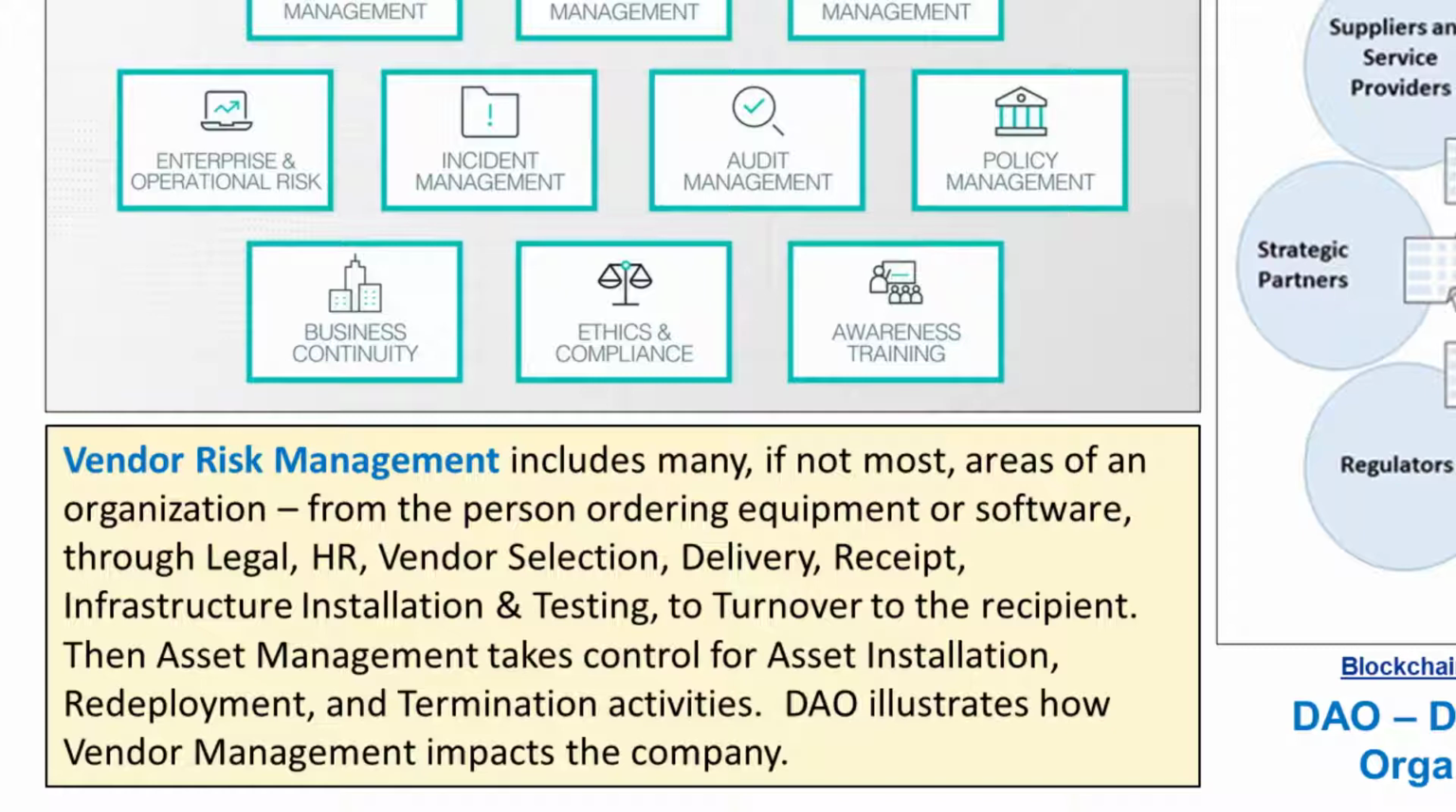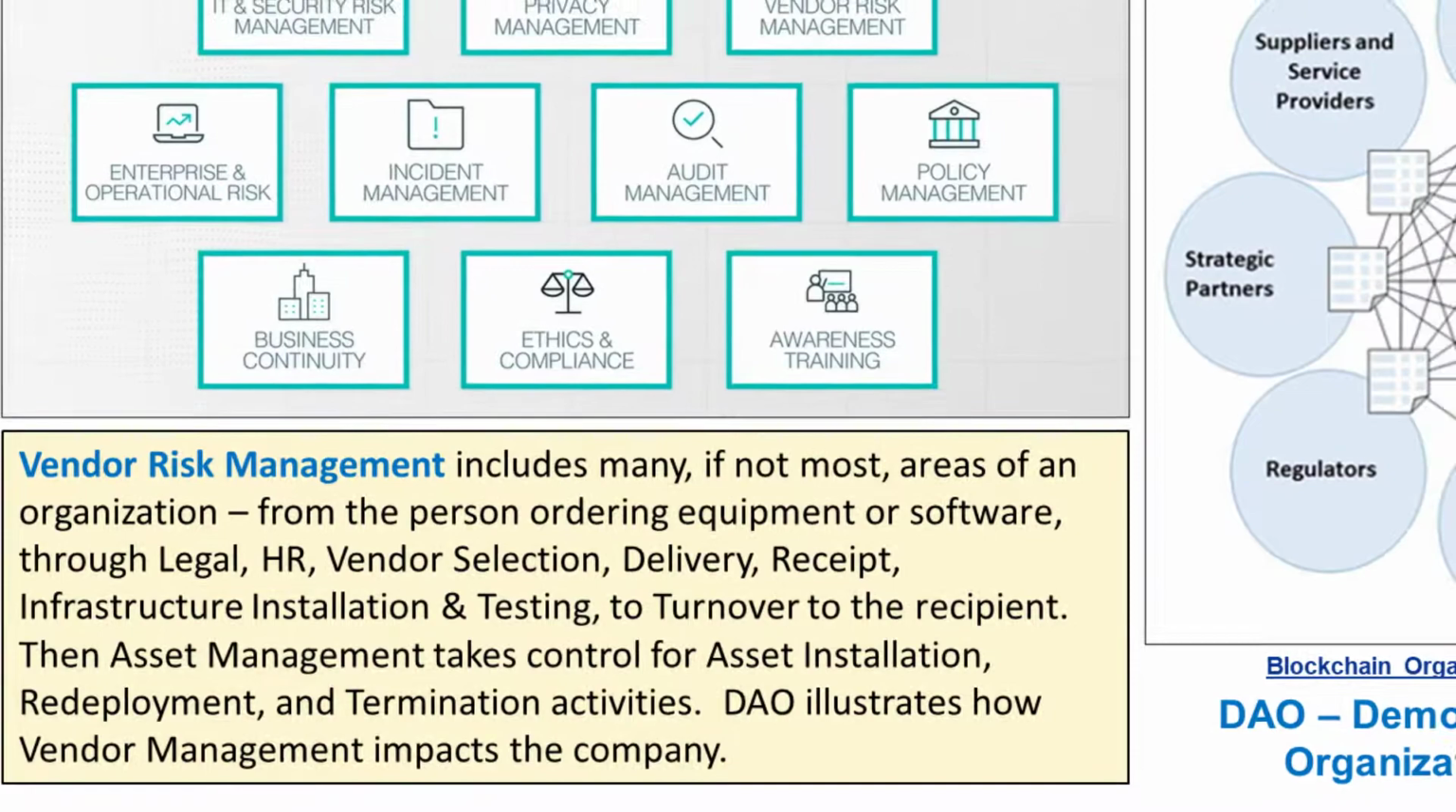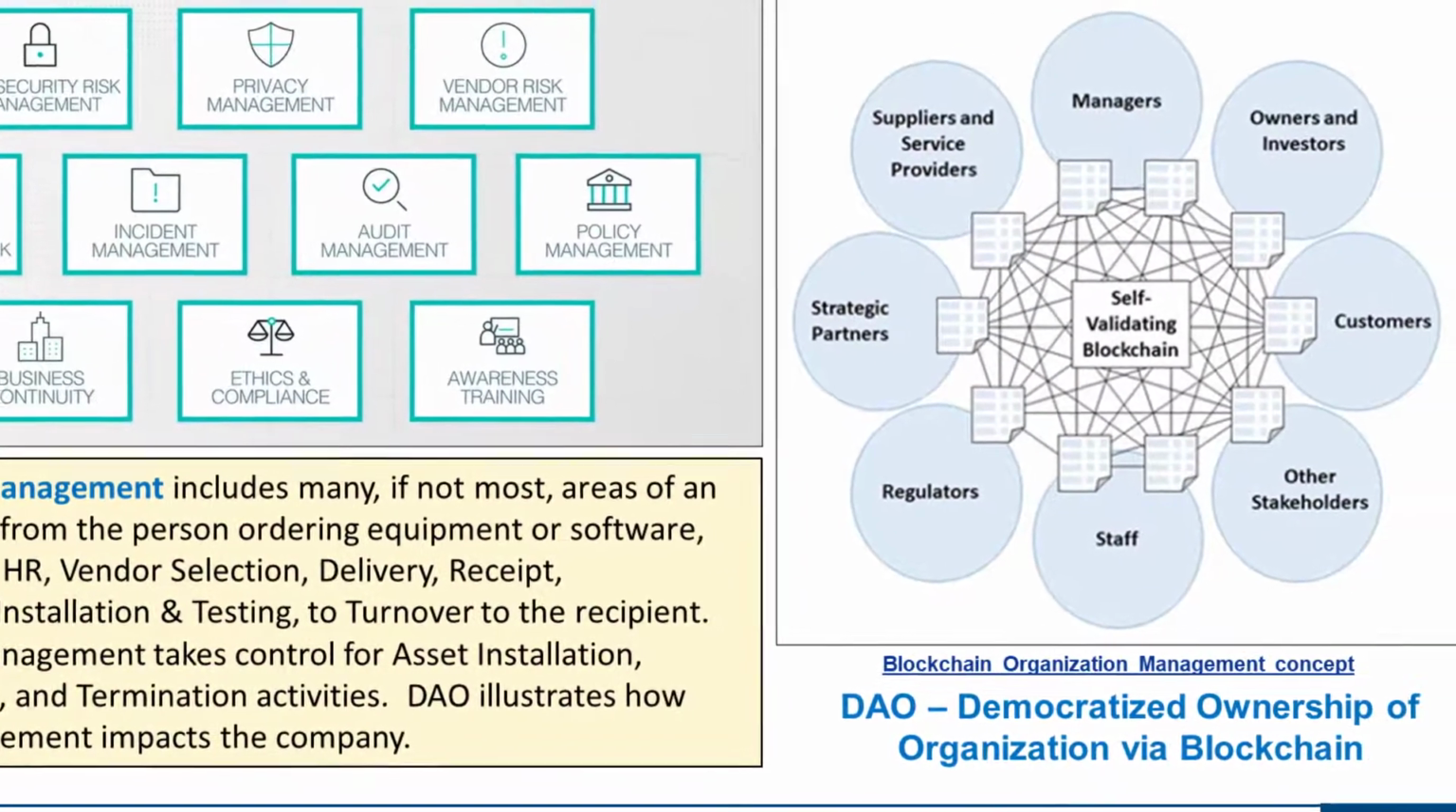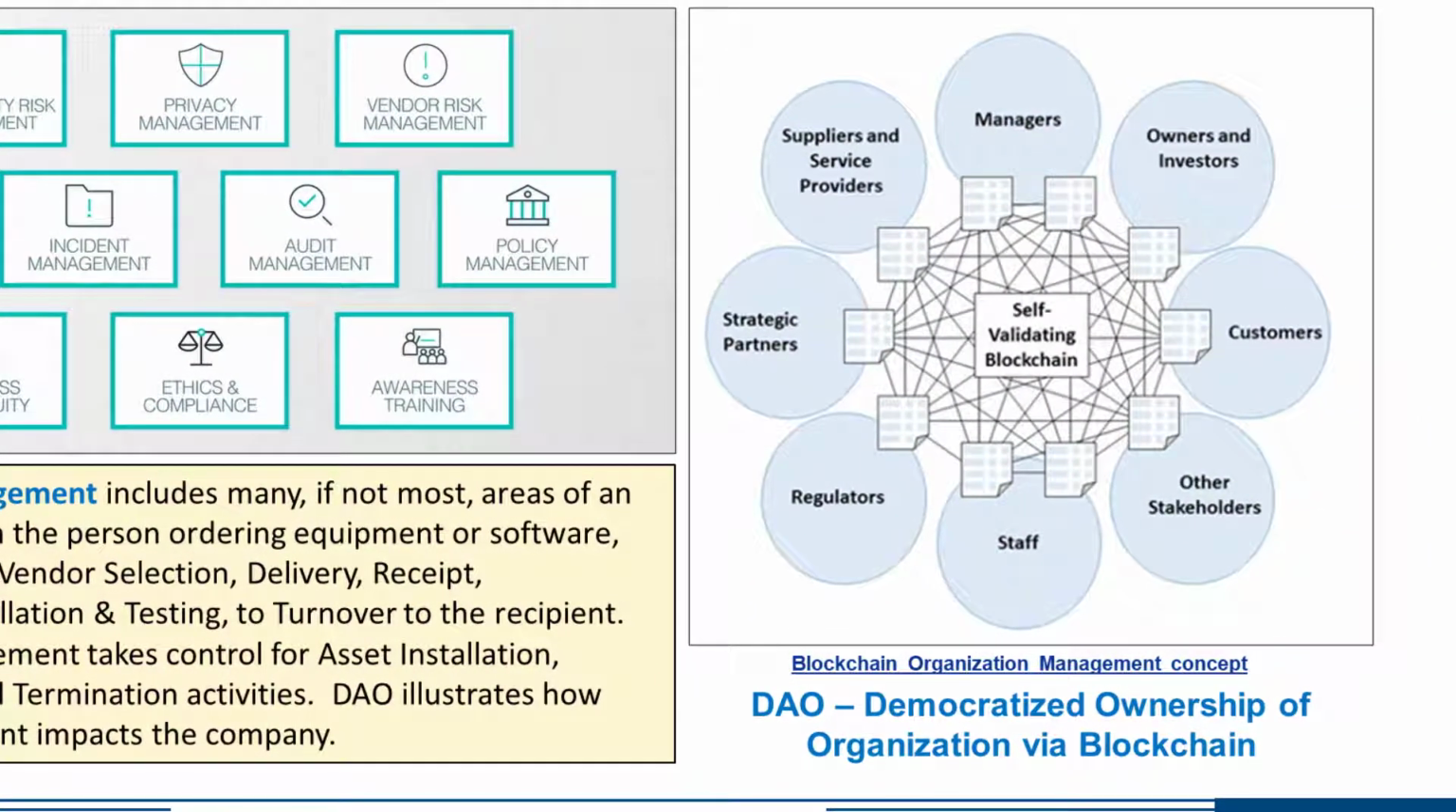Some companies are implementing a blockchain approach to supplier management called democratized ownership of organization via blockchain. This process assigns a blockchain contract to product acquisitions and routes the contract to concerned parties for their approval, or denial. By following this path, your company will have an audit trail of supplier verifications that can be presented to the auditors.